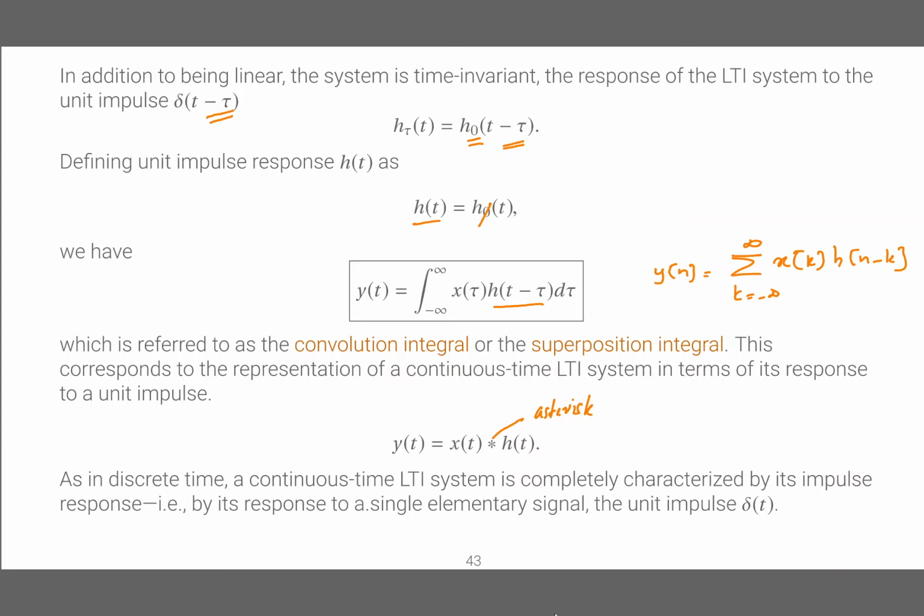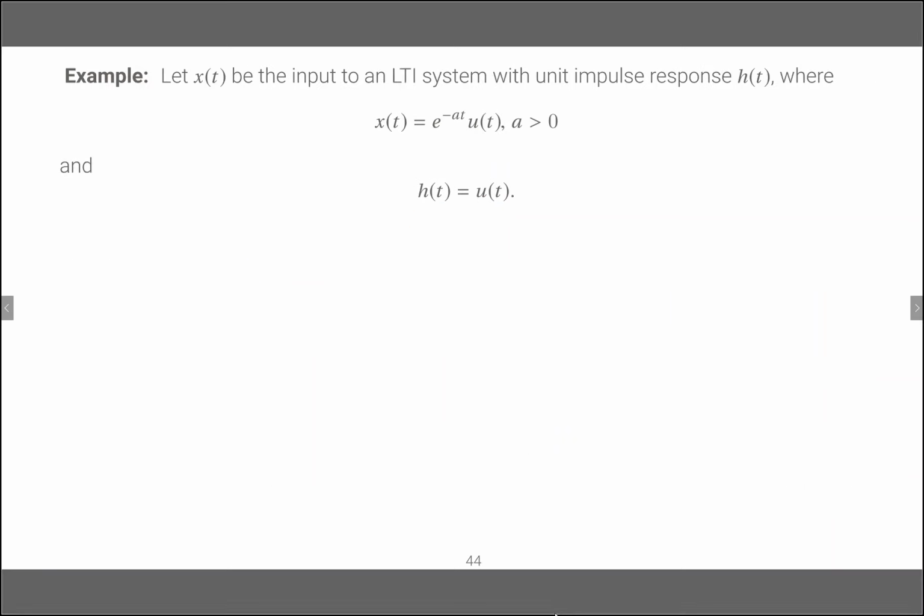So once again, to compute one value, for example y(t) at t equals 2 seconds, we need to carry out an integral from minus infinity to infinity. In this equation, consider t as a constant. Then we have to compute the value of y(t) at every single t. Of course, in practice, we can write general expressions. So as in discrete time, a continuous time LTI system is completely characterized by its impulse response h(t), that is by its response to a single elementary signal, the unit impulse δ(t). Okay, so we can take examples.